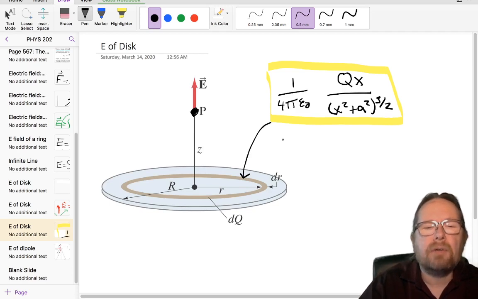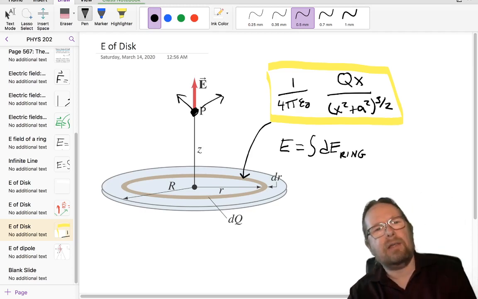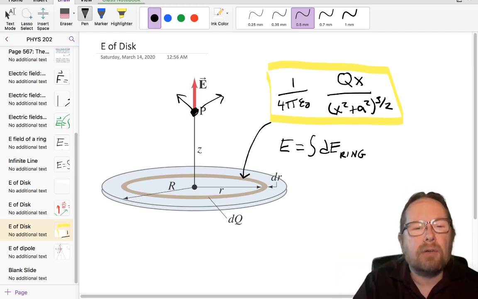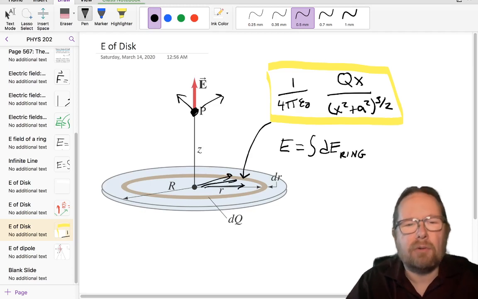So the electric field due to this disk is going to be equal to the integral over dE, where dE is the electric field of a ring. One thing to note is we do not have to worry about components and cosine thetas here, because we already did that to find the electric field of the ring. In other words, this is already the electric field in the positive direction due to this ring of charge. So all we have to do is add this up for a bunch of infinitesimally thin rings, and that will give us the total electric field.